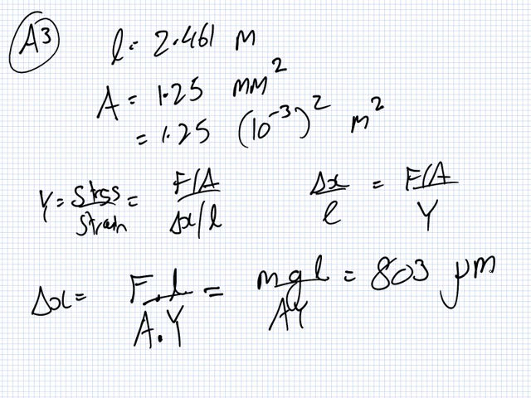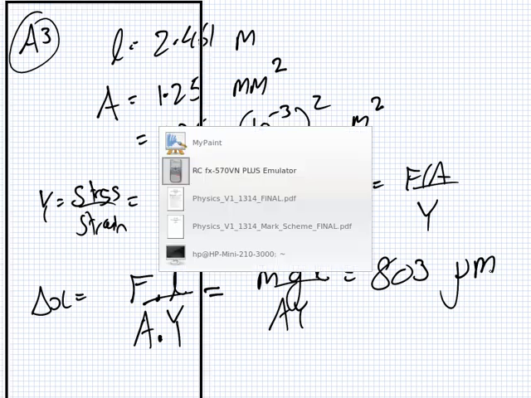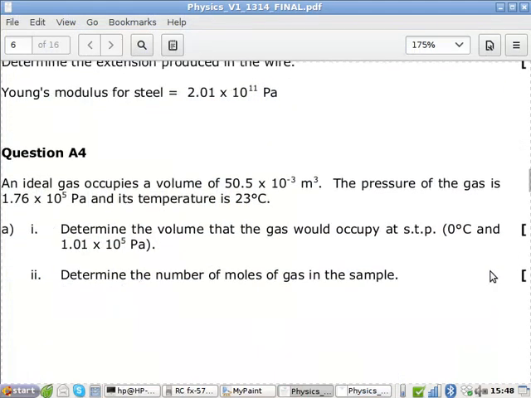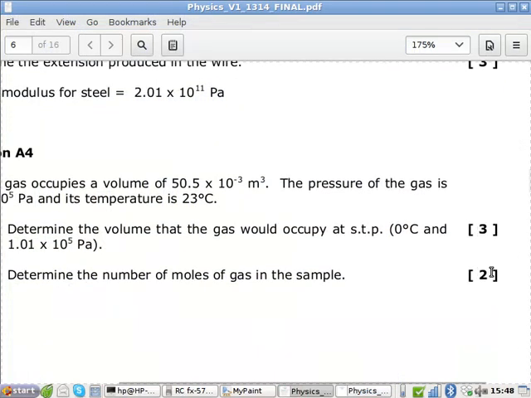Why are you shaking your head? You should be going, yeah, this is great. It's just a small extension. Not even 1 millimeter. Less than 1 millimeter. Okay. Our favorite, yeah? Okay. 5 marks, 5 minutes.